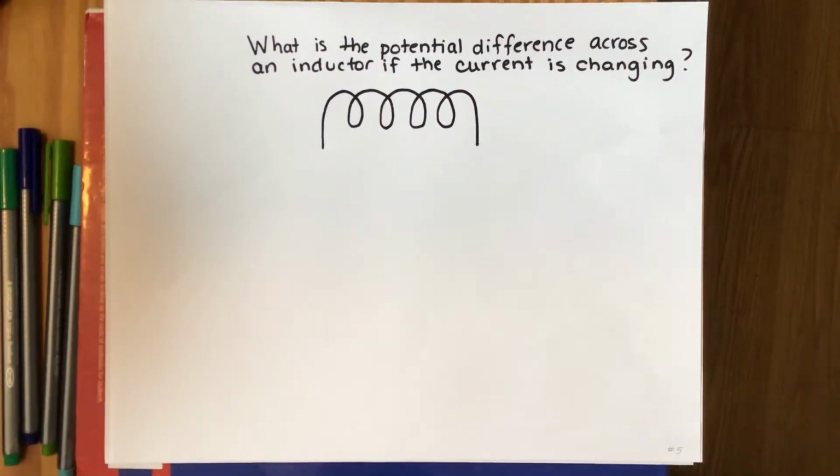So we know that the potential is 0 if the current is constant. What happens if the current changes? So let's start with a circuit.